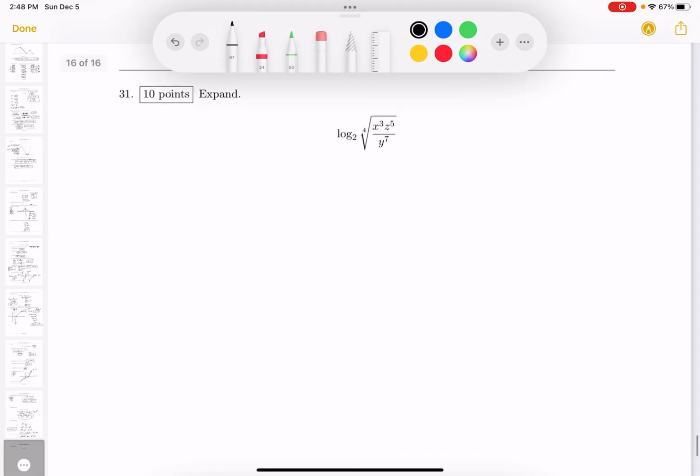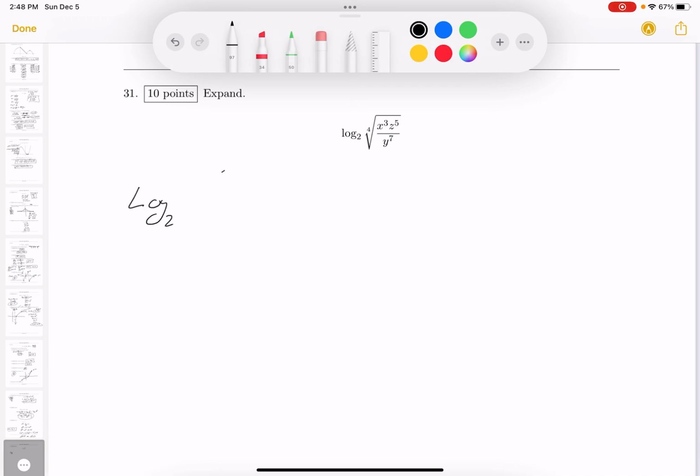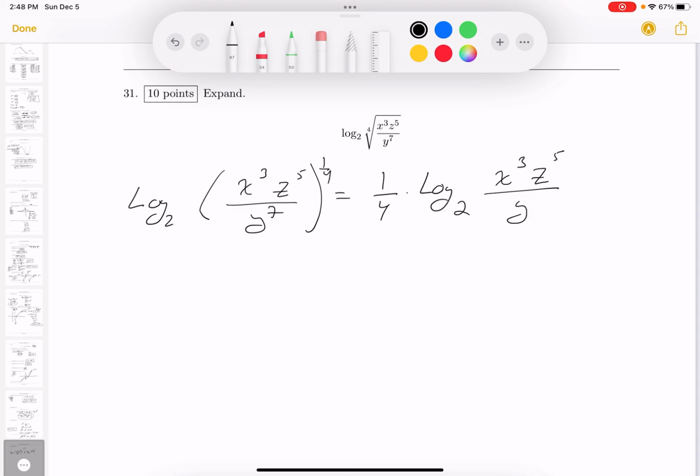All right, the last one is to expand this guy over here. And the way I would do that is log base 2. This is x cubed z to the 5 over y to the 7, all to the 1/4 power. Well, I'm going to do one step at a time. You know what? Let me be consistent with my penmanship. Log 2, that would be x cubed z to the 5 over y to the 7. All right, let's keep expanding it. It's 1/4 times the expansion of that log now.